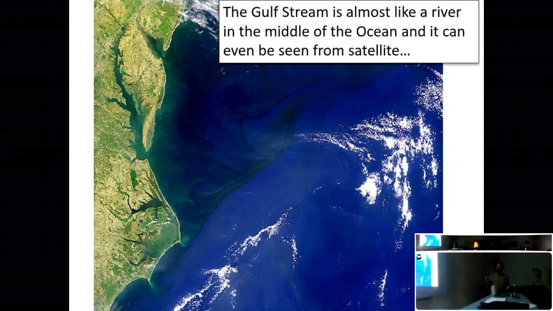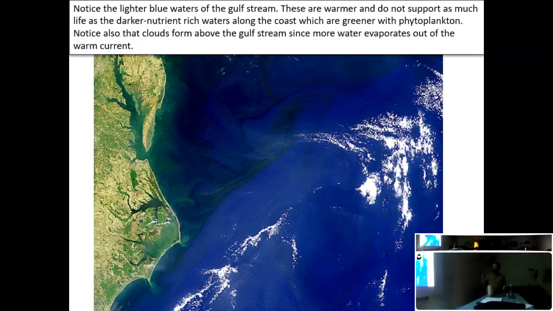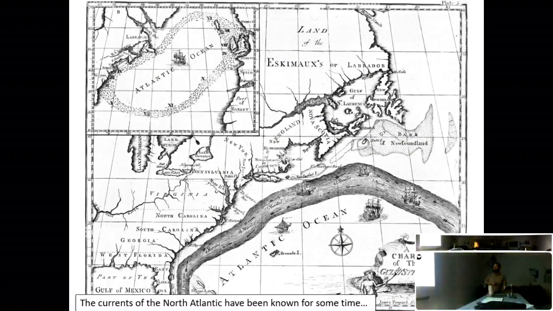This darker water is colder and more nutrient rich, and the lighter water doesn't have as much phytoplankton. That's what creates the color differences. So lighter blue waters from the Gulf are warmer and do not support as much life as the darker nutrient-rich waters, which are green with phytoplankton. Notice the clouds above the Gulf Stream, since more water evaporates out of the warm water. Can you see the green? That's the phytoplankton, the green algae. Colder water is usually more nutrient-rich and more oxygenated, and contrary to what you might expect, it's a little bit more fertile for phytoplankton.